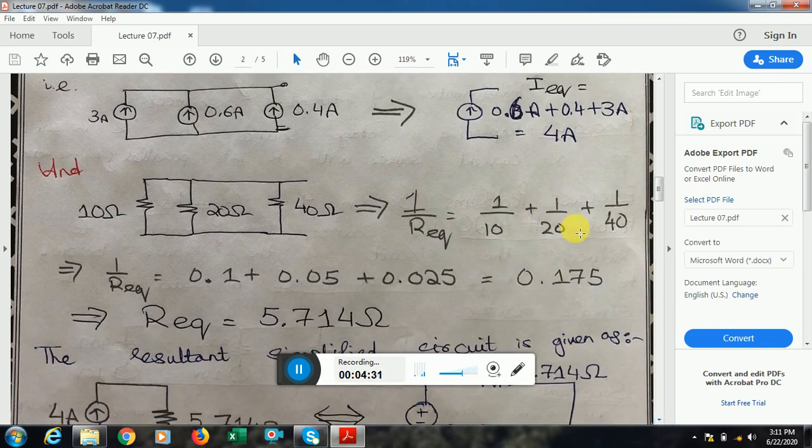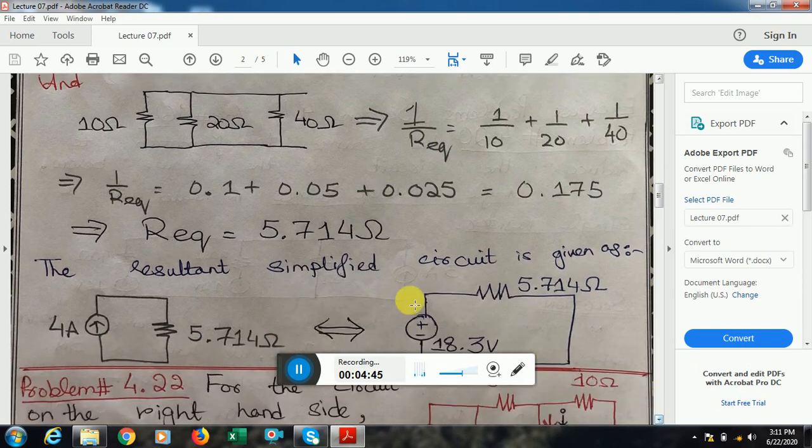This is the formula that we use while the resistances are in parallel, and this is how by simple arithmetic I find that the R equivalent value is 5.714 ohm. So now you can see that I'm left with one I equivalent, that is the current source, in parallel with this R equivalent, which is 5.714.